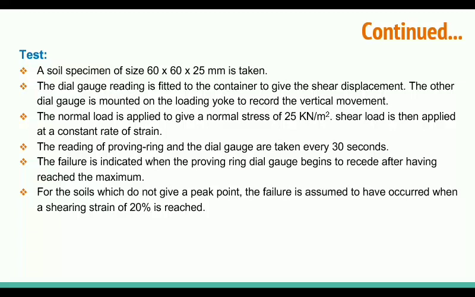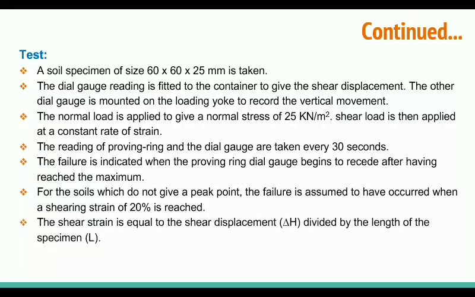The readings of the proving ring and dial gauge are taken every 30 seconds. So we will take the readings of both dial gauges every 30 seconds. Shear strain is equal to the shear displacement delta H divided by the length of the specimen. Strain is the change in length divided by the original length. The change in length, delta H, we can calculate from the dial gauge reading, and the total length we already have, so we can calculate the shear strain.